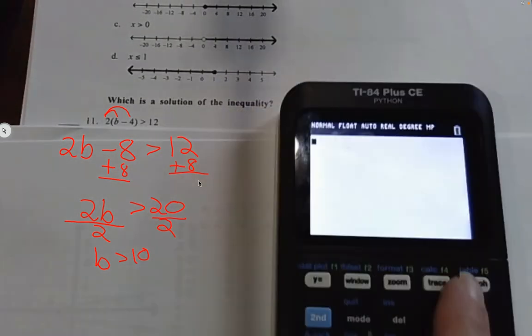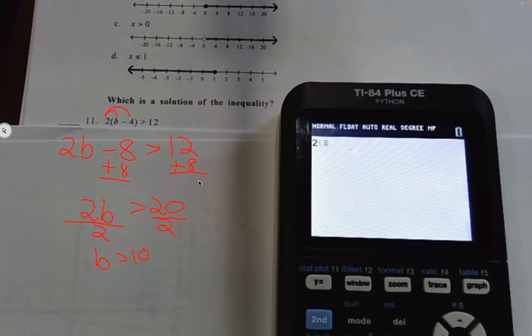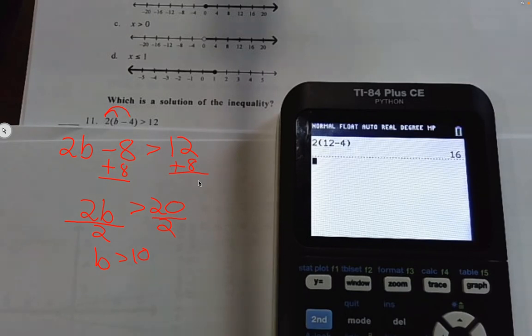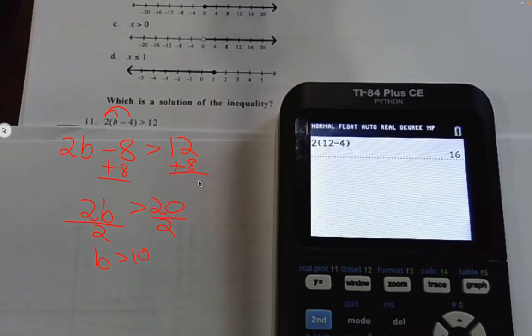If you wanted to, type that in your calculator and see. Let me just do this. I know y'all might not need it, but you can do 2 parentheses, 12 minus 4, close parentheses. Everybody good with that? Is that number greater than 12? That's your answer then, okay? But again, you must type it in just like that.